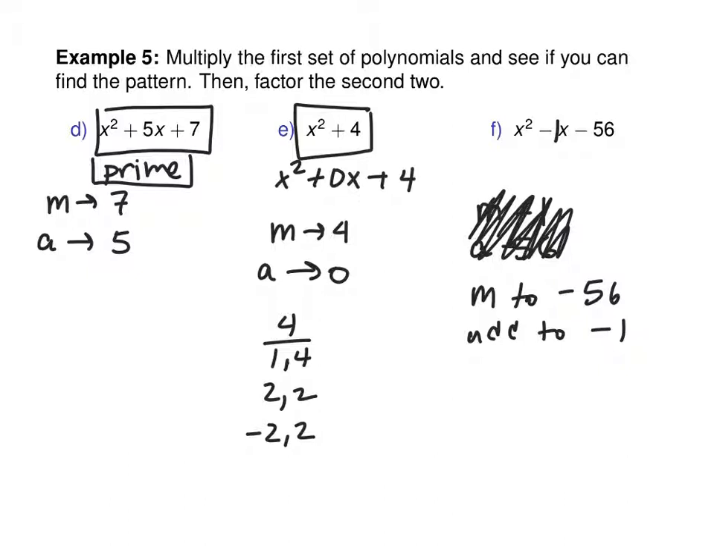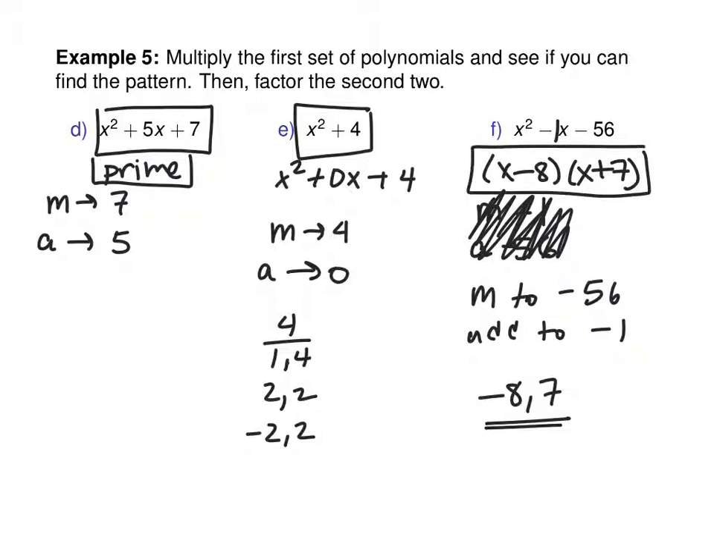I'll say it louder. Negative 8 and 7. Yeah. Well, the point is the negative has to be on the right one. Yep, exactly. So this will be x minus 8, x plus 7. And that's the most common kind of factoring you're going to see. We'll do some of the harder ones on Tuesday because you have Monday off.